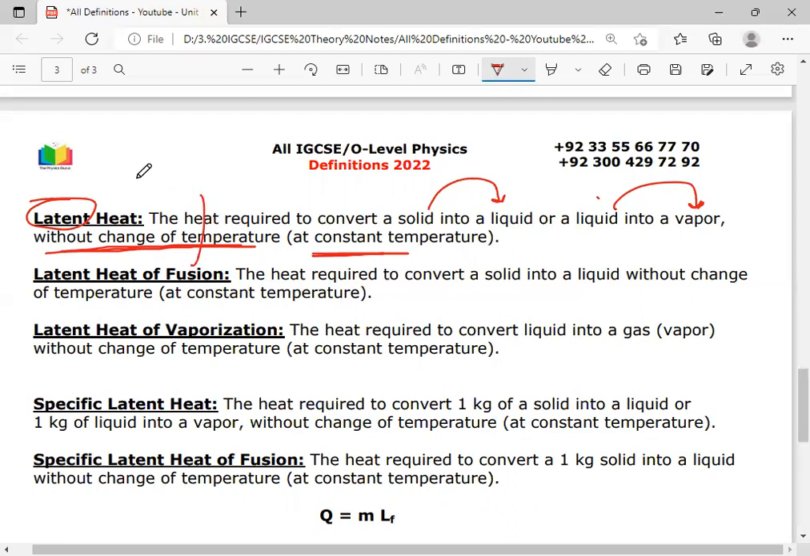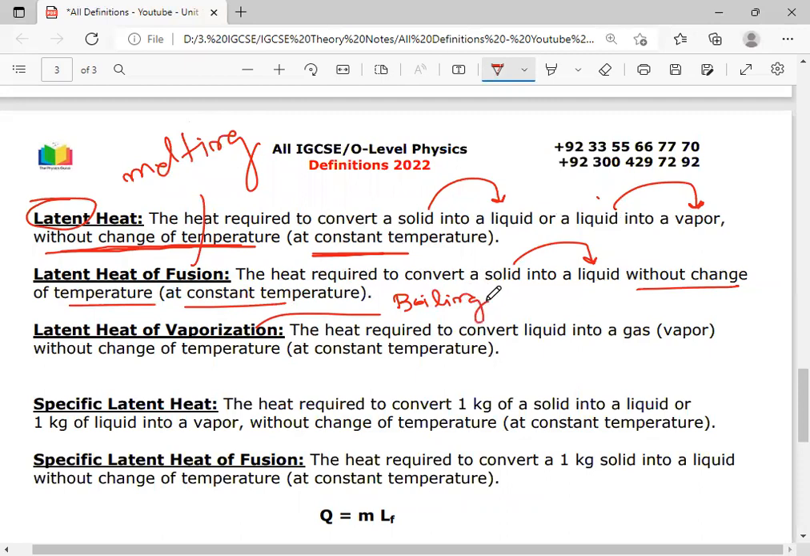Fusion was the alternate name of which process? Melting. So the definition will be the same, but only we will cut this part. The heat required to convert solid into liquid without changing temperature, at constant temperature. And in latent heat of vaporization, vaporization was the alternate name of which process? Boiling. So the amount of heat required to convert liquid into gas without changing temperature.